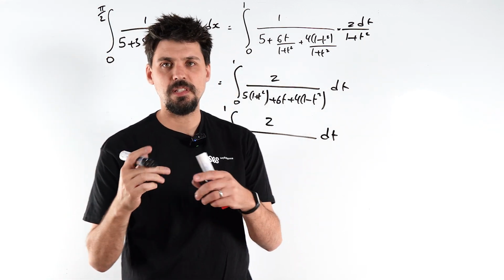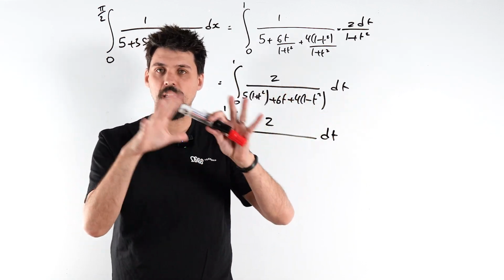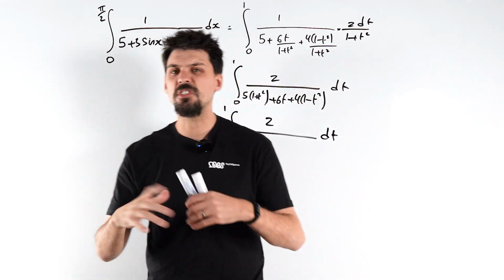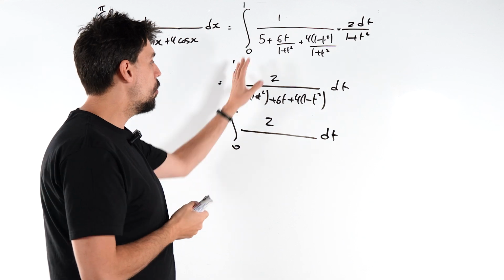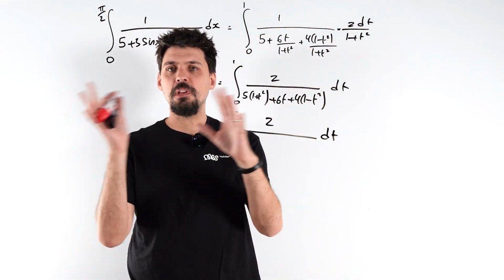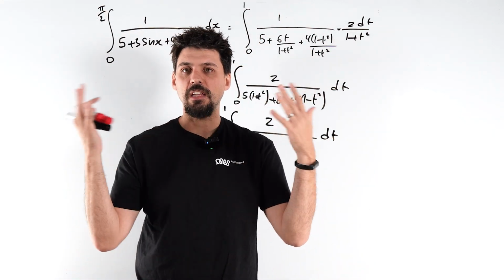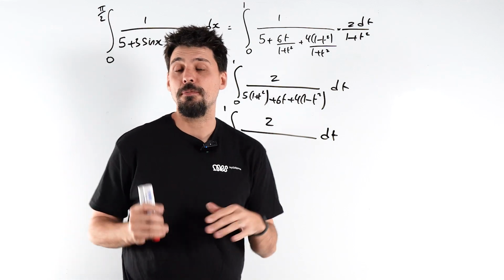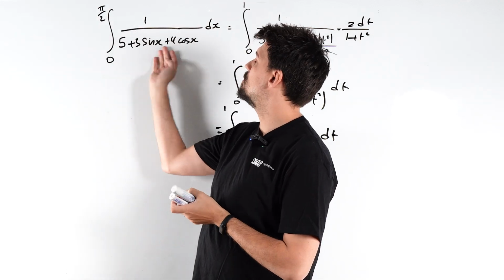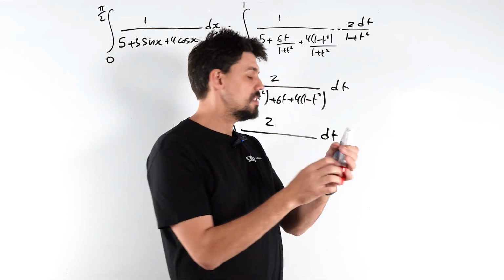The whole point of this now is instead of having this mix of sine x and cos x, I've now just got a nice bunch of polynomials, right? All a bunch of powers of t, which opens up my avenues of integration techniques without having to deal with what is quite frankly a massive pain in the gluteus maximus. That is a mix of sines and cosines.